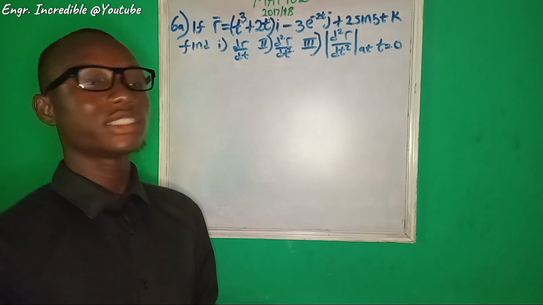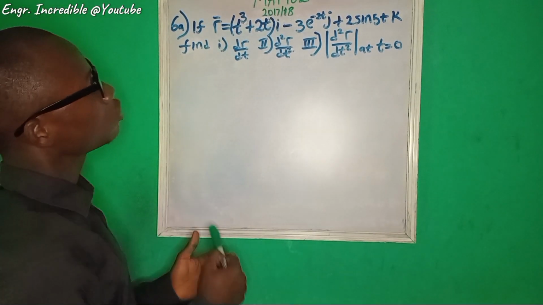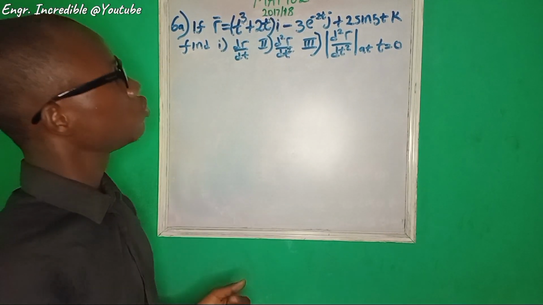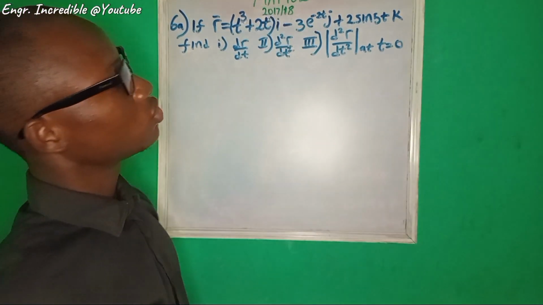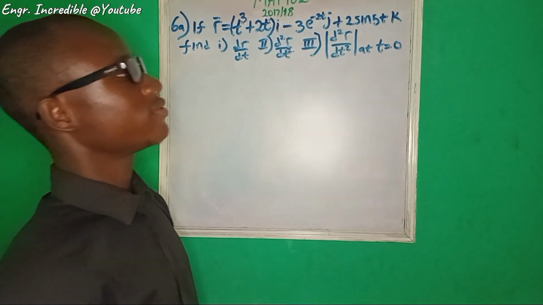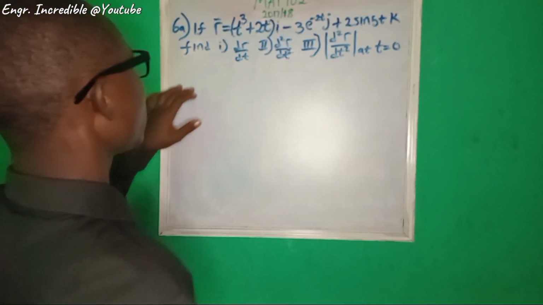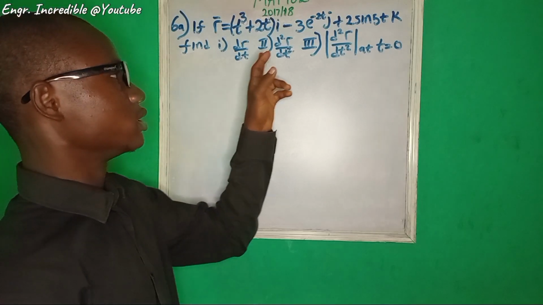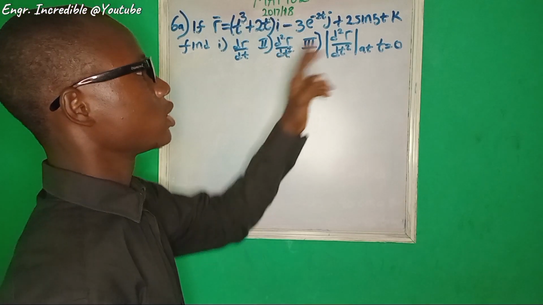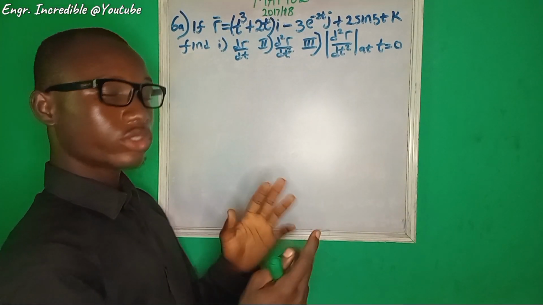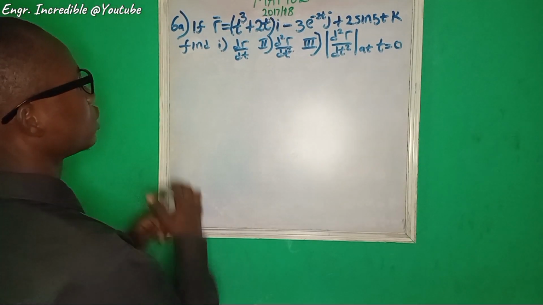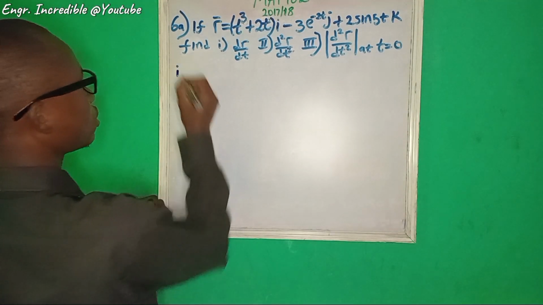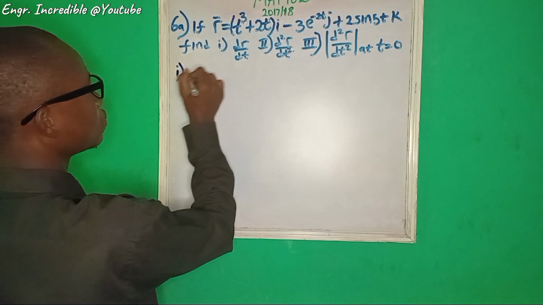So question 6 here says if r is equal to (t cubed plus 2t) i minus 3e raised to the power of minus 2t j plus 2 sin 5t k, find dr/dt, then d squared r/dt squared, then the modulus of d squared r/dt squared at t equals 0. So we start one after the other. The first one here, dr/dt.